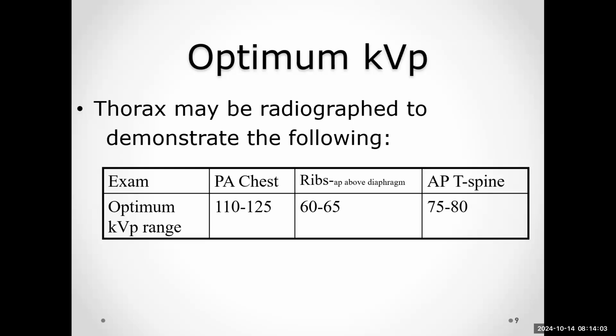Inverse, meaning if kVp goes up, subject contrast goes down. kVp goes down, subject contrast goes up. And then the T-spine is sort of in the middle. So generally for an AP T-spine, we're looking at about 75 to 80 kVp is adequate to get through the spine.